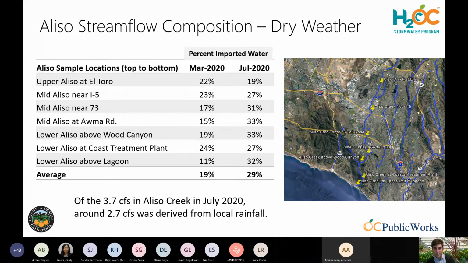One point to note here from an interpretation, and we'll come back to this in the calibration, is that of the 3.7 CFS or so that were flowing in Aliso Creek in July of this year, these data suggest that about 2.7 of that were derived from local rainfall. So we'll come back to that, but I think it's a relatively significant finding as we think about what it might have looked like in a reference condition, and also how water conservation and climate change could potentially impact these values.